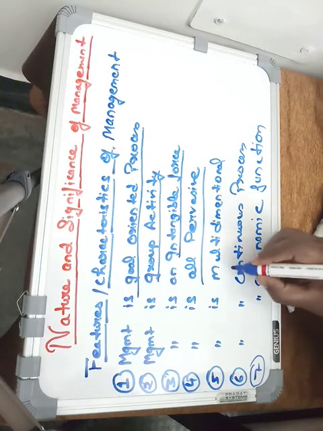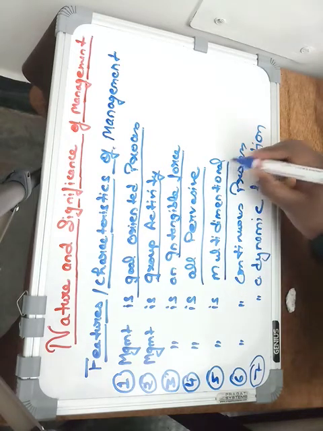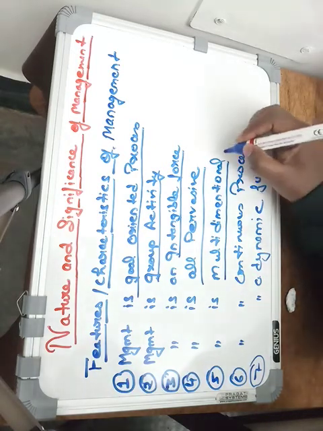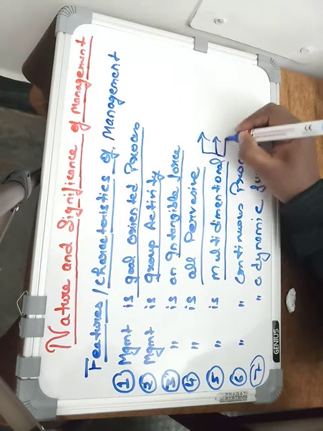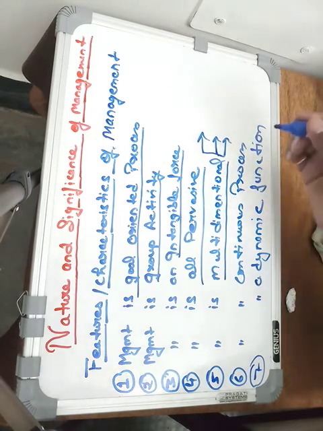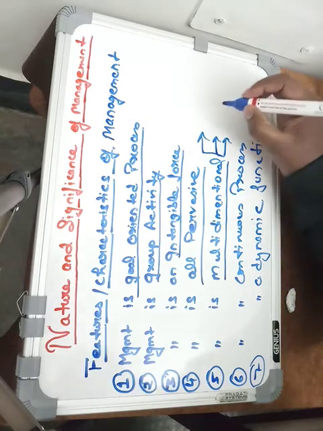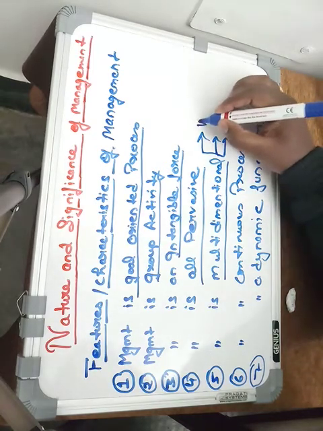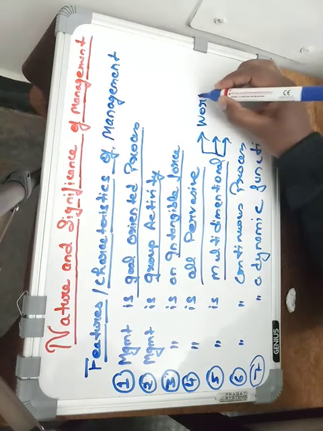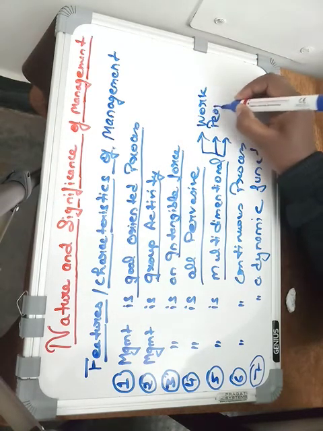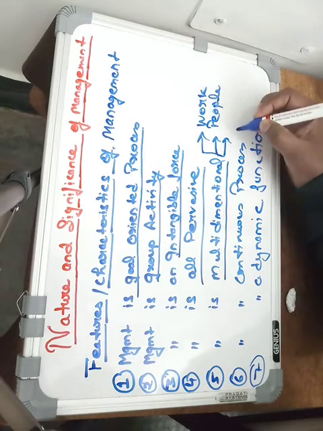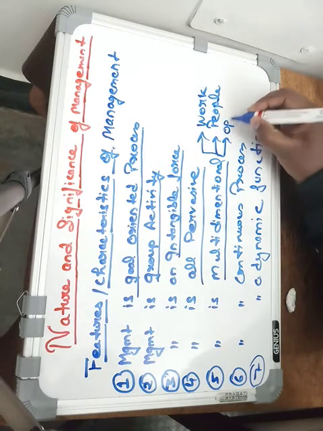Then comes management is multidimensional. Now, what is multidimensional? Here, multidimensional means management is not a single activity. It is a collection of many activities broadly categorized into three categories, that is management of work, management of people and management of operation.